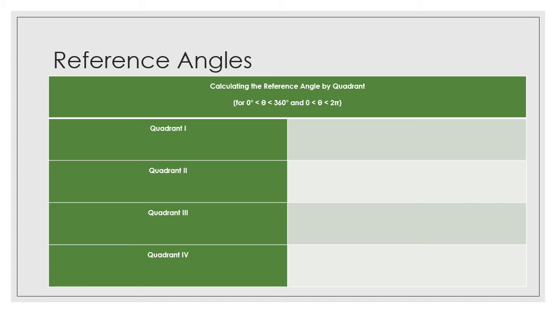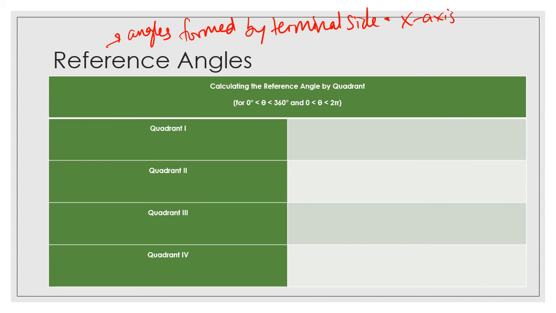All right, so then we have our reference angles. Remember the reference angle: these are angles that are formed by the terminal side of an angle and the x-axis. So if I'm in quadrant 1, this is going to be my reference angle. If I'm in quadrant 2, this is going to be my reference angle. Quadrant 3, this is going to be it. And then quadrant 4, that's going to be my reference angle.